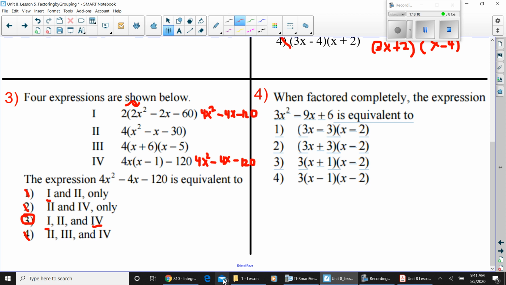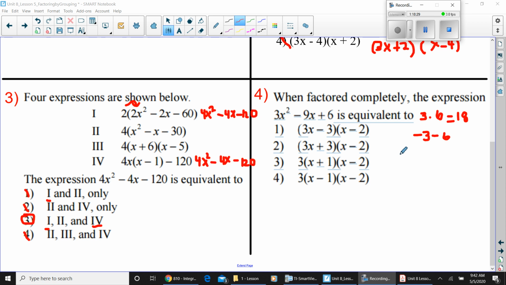Go ahead and try number 4. Again, multiply and see if you can do it. Press pause now. Okay, nice and easy. 3 times 6 is 18. Negative 3, negative 6, the same factors. Negative 3 and negative 6, it doesn't happen often. Negative 3 minus 6 equals negative 9.